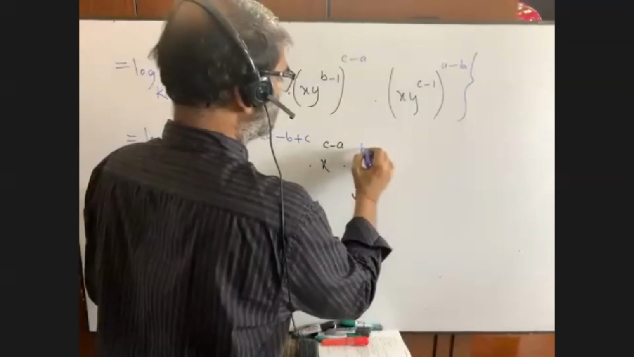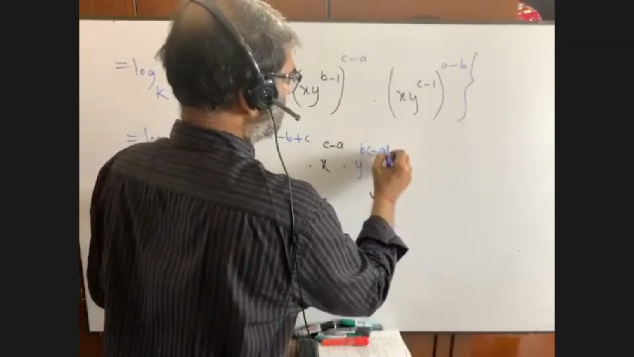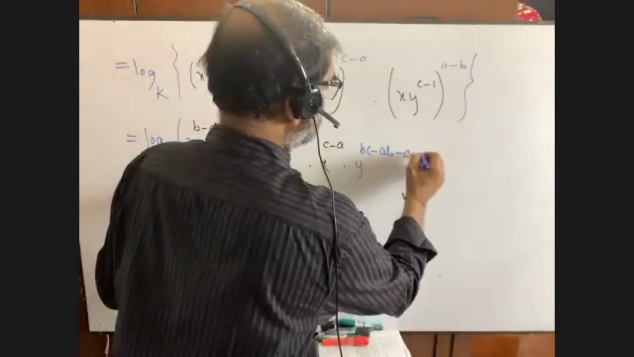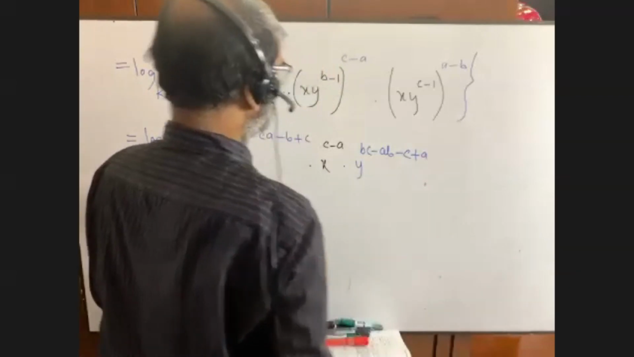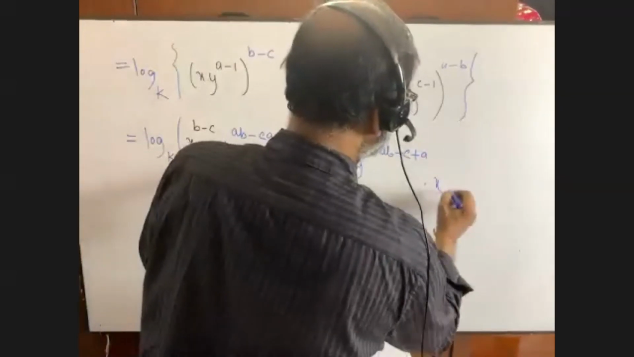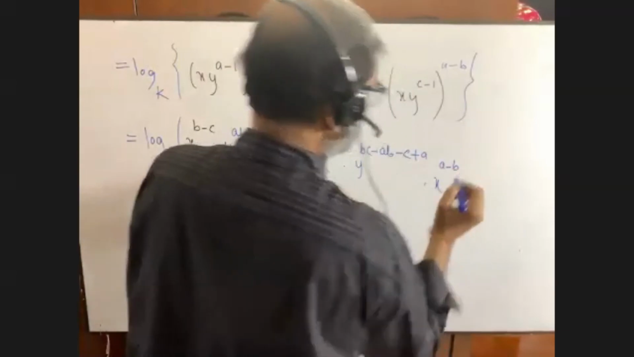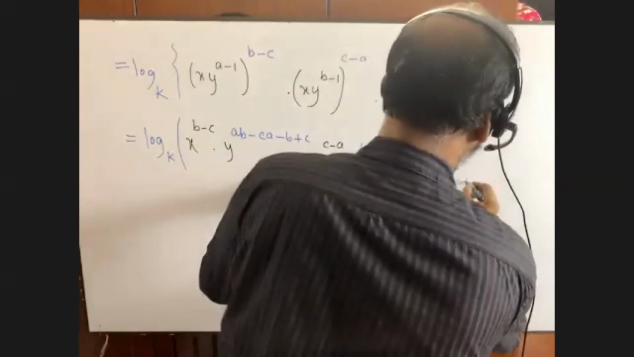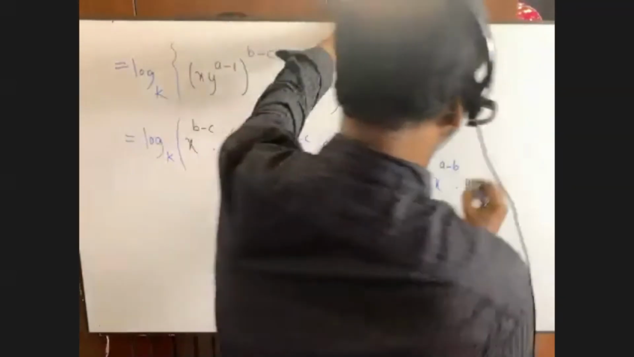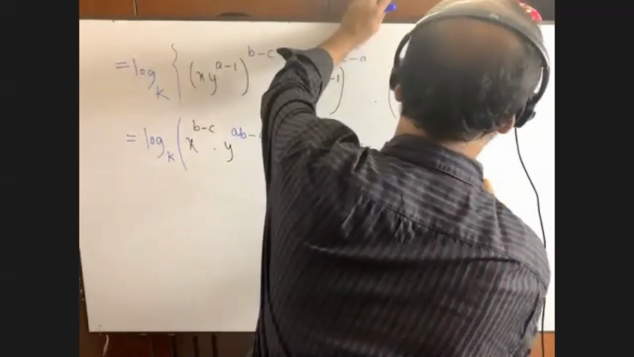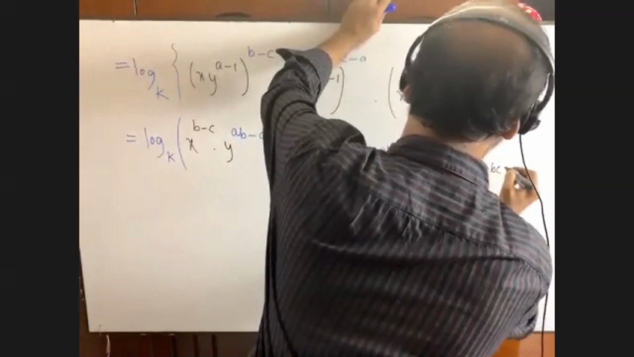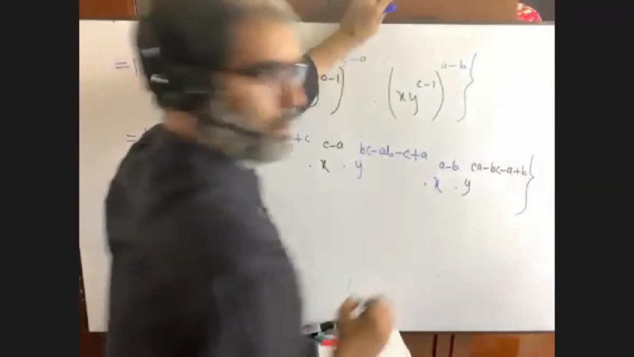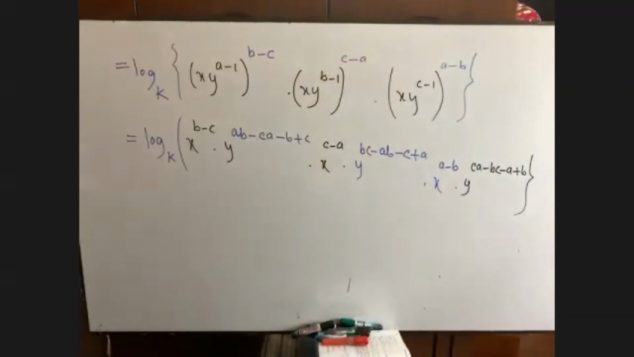bc minus ab minus c plus a. Now again x to the power a minus b. And we are getting y to the power ca minus bc minus a plus b.